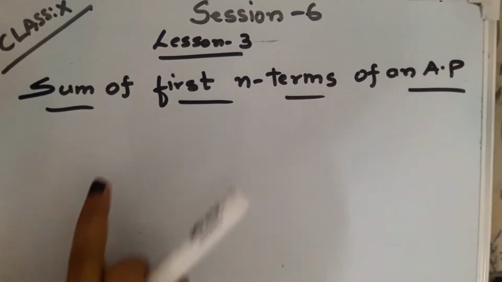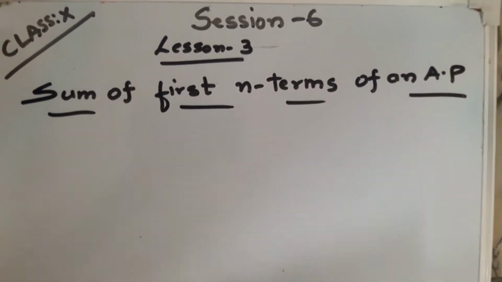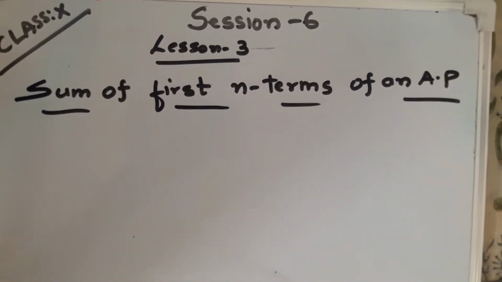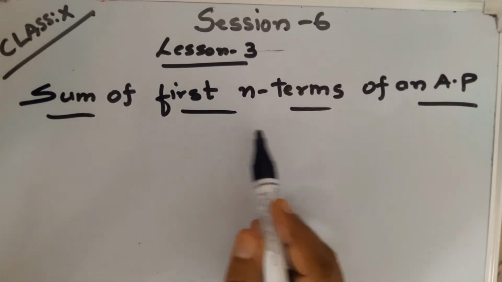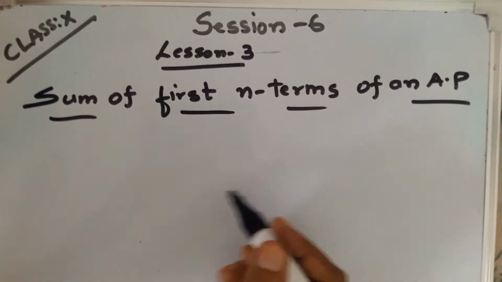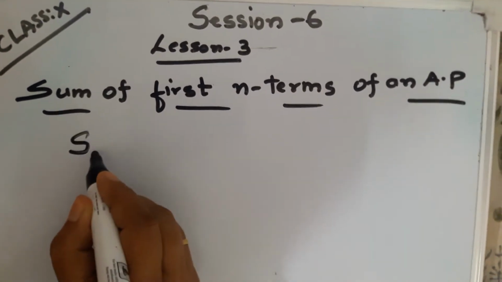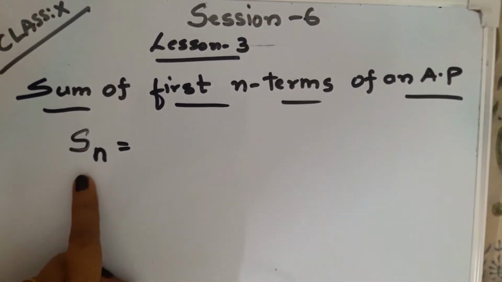We are going to do today the important topic, sum of first n terms of an AP. So first let us see how to derive the formula for the first n terms. Okay. So now let us denote the sum of the first n terms by Sn.